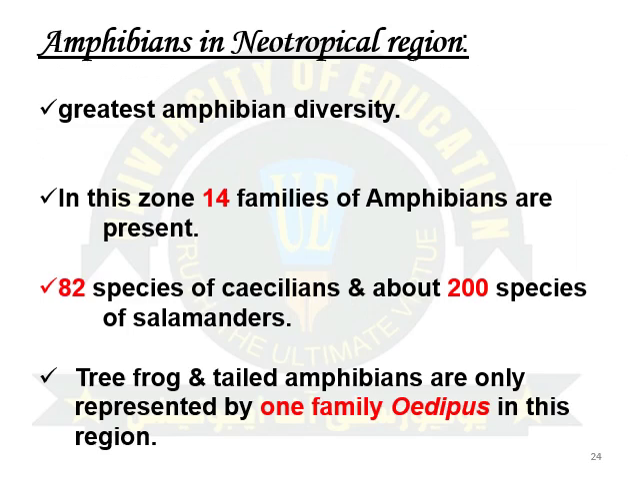Amphibians of the Neotropical region show great diversity. In this zone, 14 families of amphibians are present. 82 species of caecilians and about 200 species of salamanders. Tree frog and tailed amphibians are only represented by one family in this area.